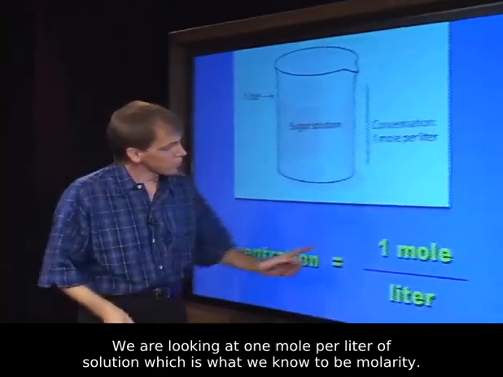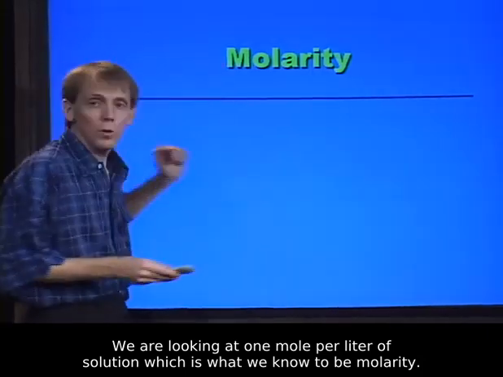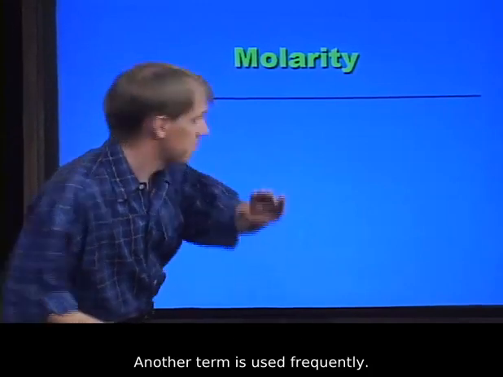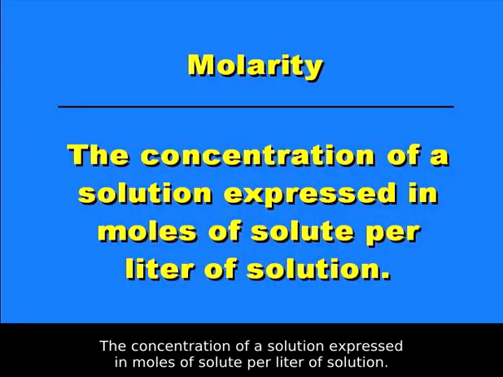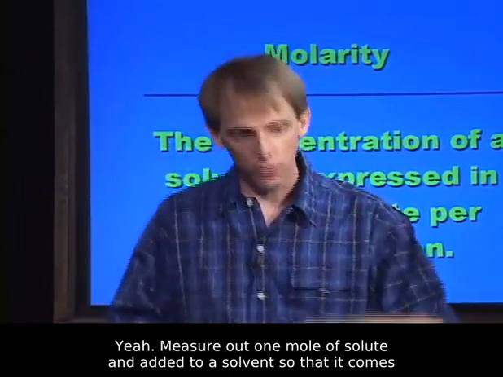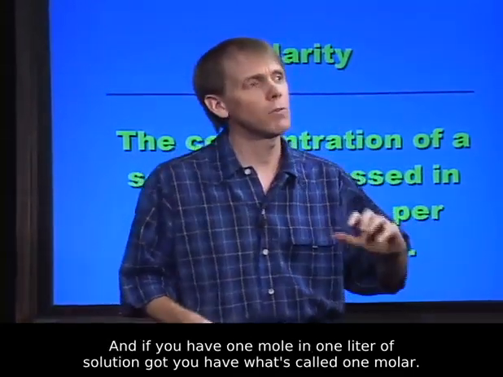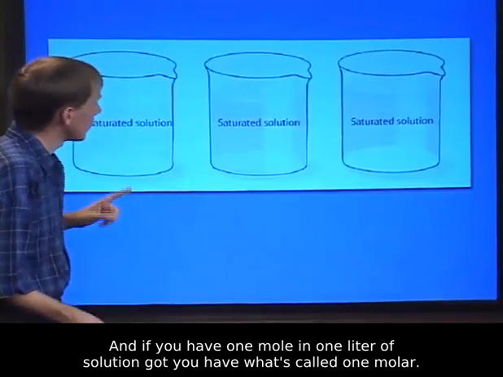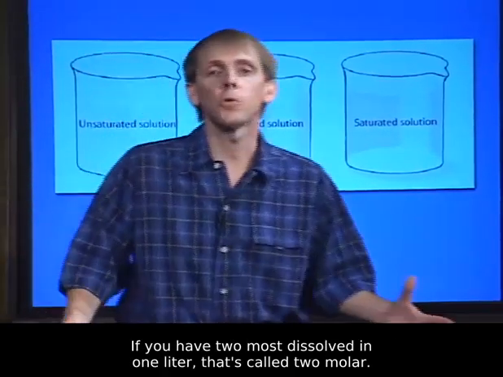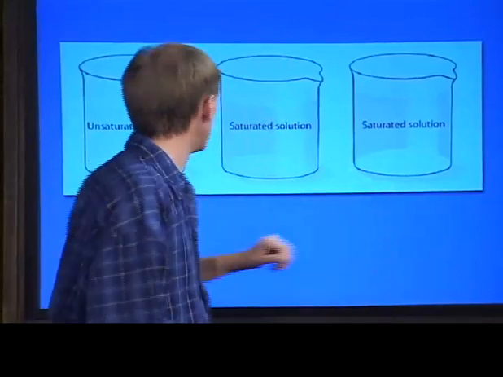So back to this, we're looking at 1 mole per liter of solution, which is what we know to be molarity, another term that's used frequently. The concentration of a solution expressed in moles of solute per liters of solution. Measure out 1 mole of solute and add it to a solvent so that it comes up to be 1 liter of solution. And you have the molarity. And if you have 1 mole in 1 liter of solution, you have what's called 1 molar. Or if you have 2 moles dissolved in 1 liter, that's called 2 molar. You read about that in the textbook.